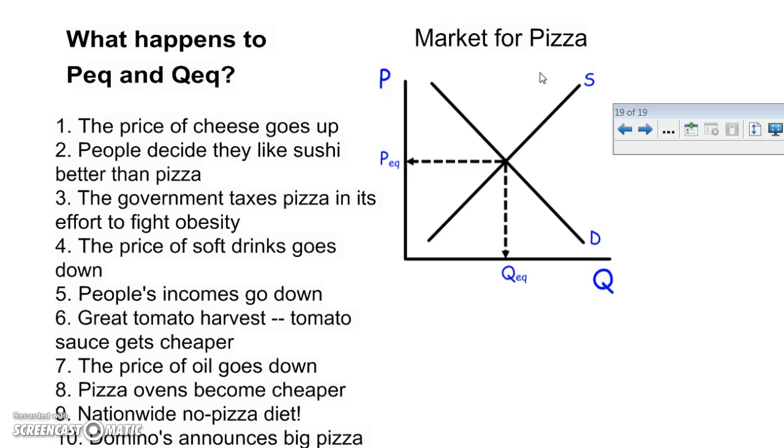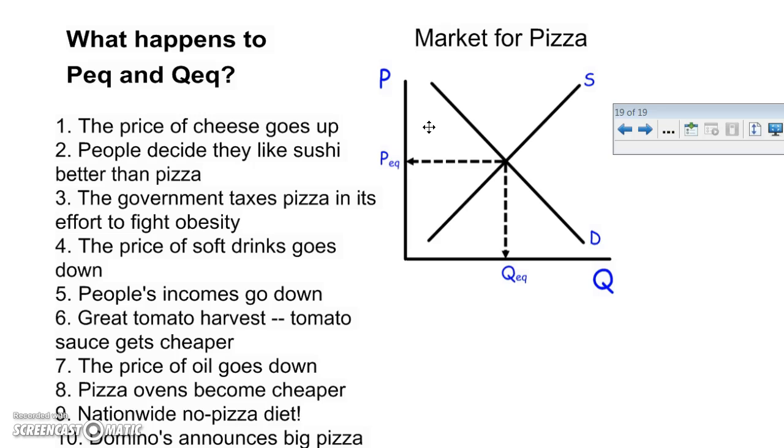Number two, people decide they like sushi better than pizza. That would be in the market for pizza a decrease in demand because people don't want pizza anymore. So we would have the new demand curve over here, and as you can see, that would be a decrease in price and a decrease in quantity.